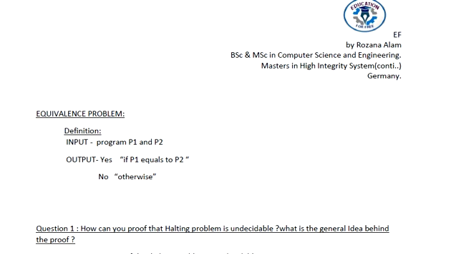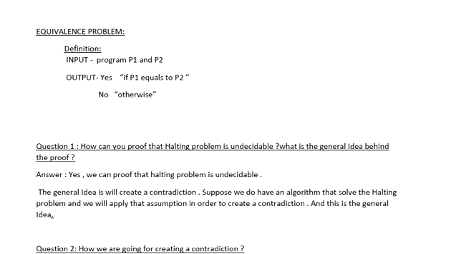Now we know that the halting problem is undecidable. So how can you prove that the halting problem is undecidable? What is the general idea behind the proof? That is the question. First, yes, the halting problem is undecidable. The general idea is we will create a contradiction to prove it. How can we prove it?